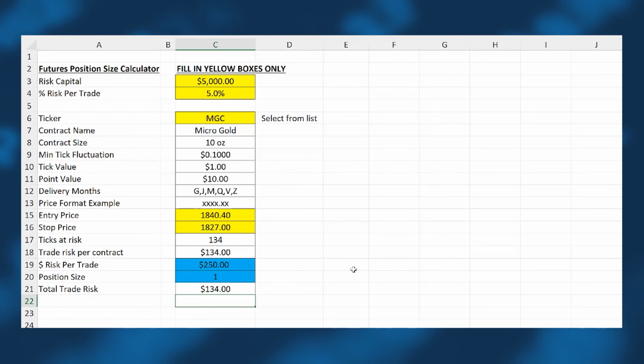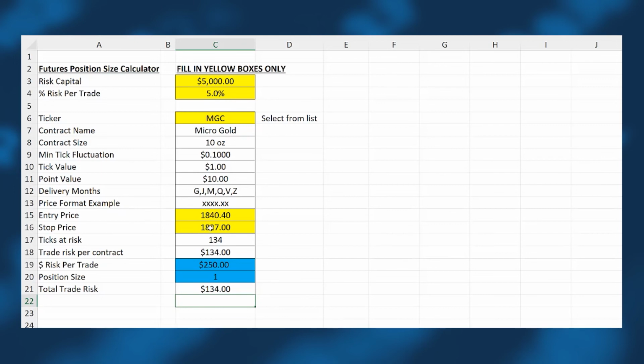Now, you might think with this, you've got some risk that you're not using, and that's true, you do. So what do you do here? Do you up it to 2? No, you don't up it to 2 contracts, because if it's 2 contracts, it's going to be $268 risk, which is more than your risk per trade of $250. You don't ever want to go over what you decided your risk per trade should be.